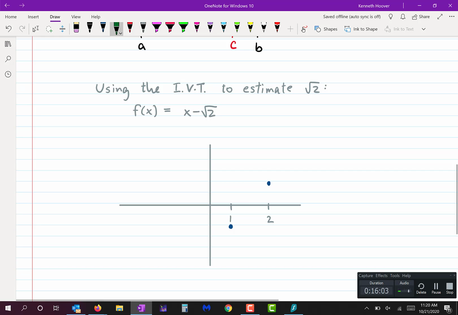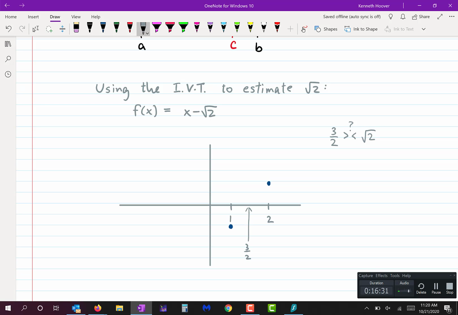Take the number 1.5, which is 3 halves, right? Maybe let me write 3 halves instead. So let's figure out which is bigger, 3 halves or the square root of 2. Which one's bigger? Does it go like that or does it go like that? Well, that's easy to do.